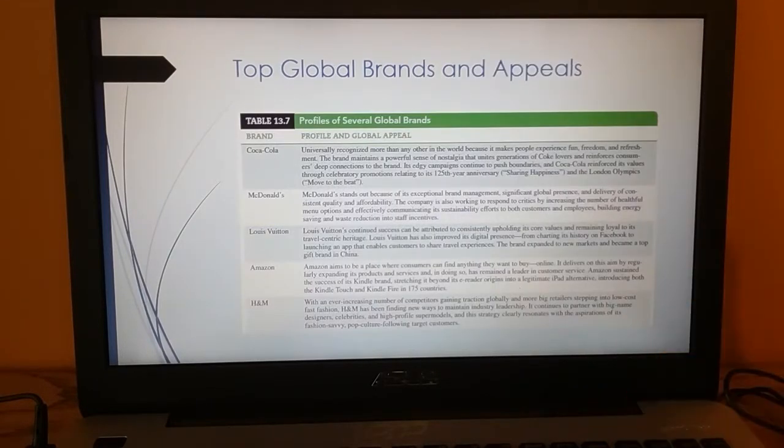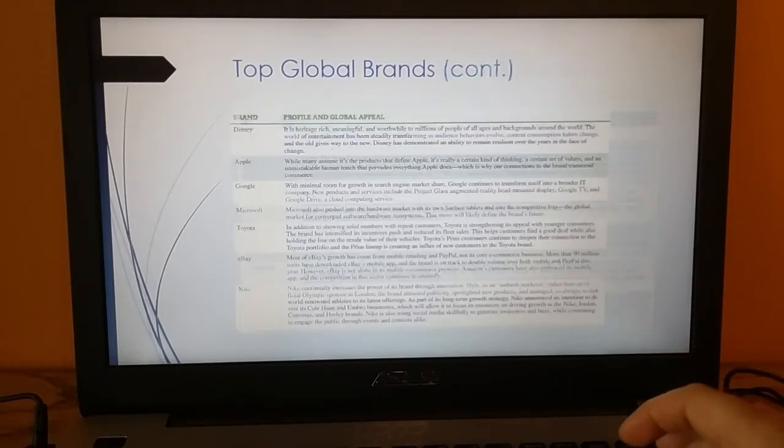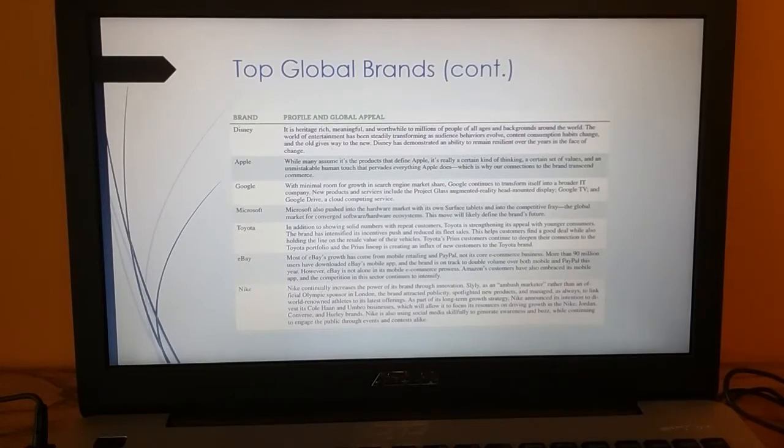Okay, so let's just take a look at, again, this is from the book, the top global brands and appeals. You can go through them: Coca-Cola, McDonald's, Louis Vuitton, Amazon, and H&M. And again, more top global brands: Disney, of course, Apple, Google, Microsoft, Toyota, eBay, and Nike.